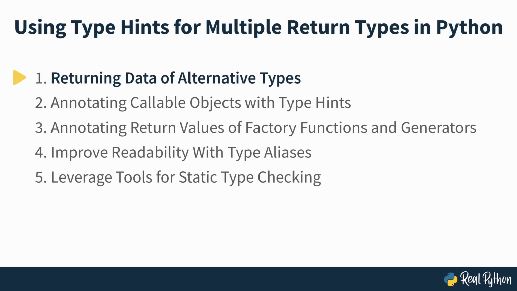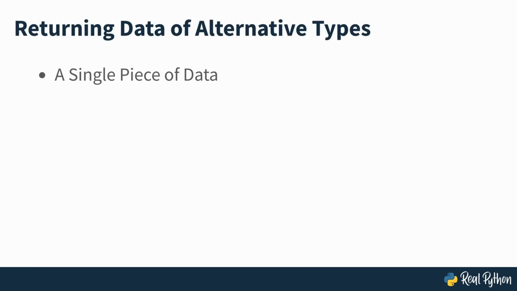Returning data of alternative types. In this part of the course, you'll see how to write type hints for functions that return data of different types. First, you'll see how to do this when there is a single piece of data, and later on, how to do this when there are multiple return values.